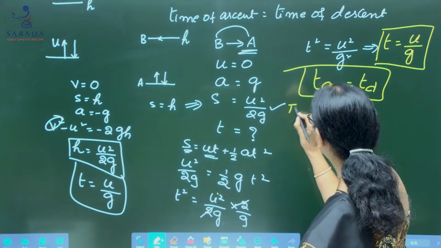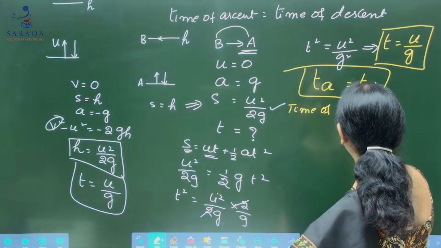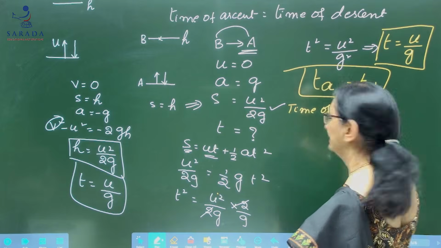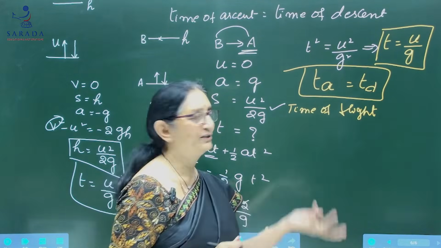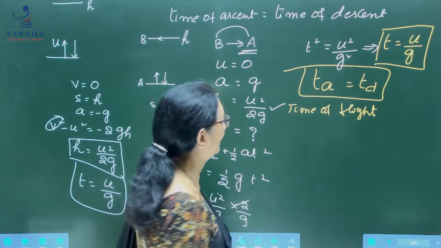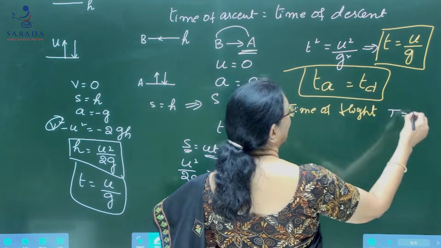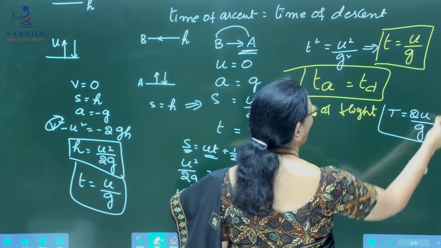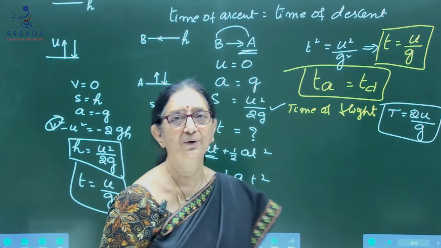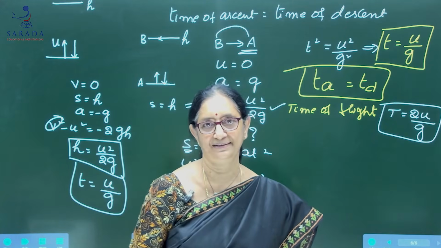Then time of flight. It is the time spent by the body in air during its projection. So, here time of flight is nothing but time of ascent plus time of descent, that is u by g plus u by g. So, it is 2u by g, that is the time of flight.